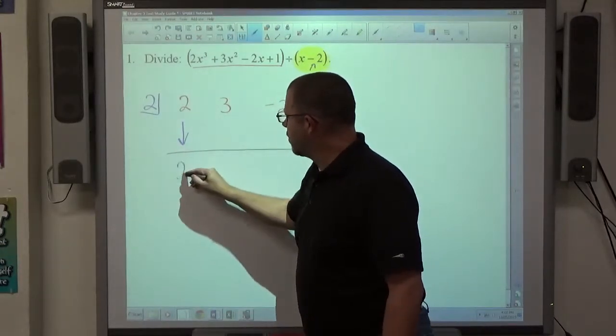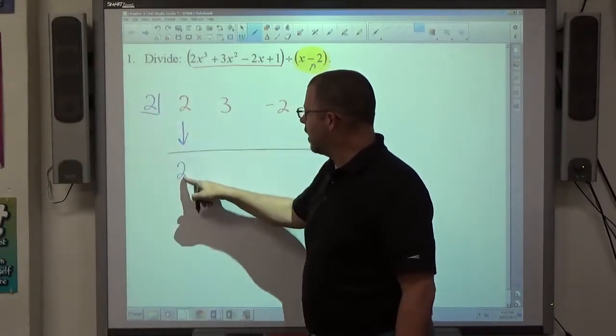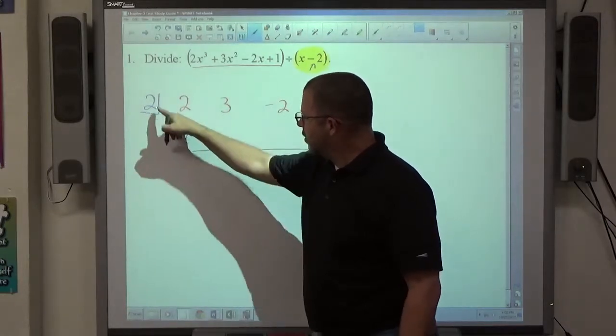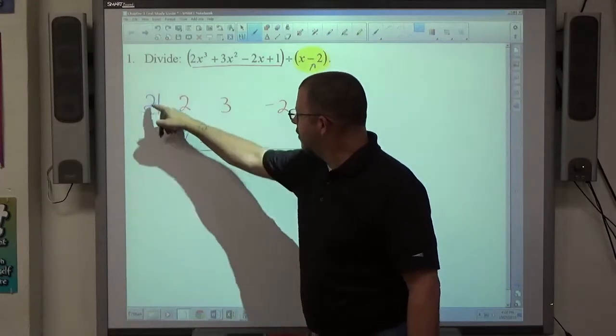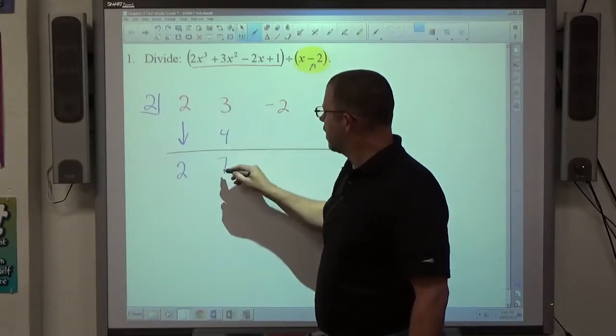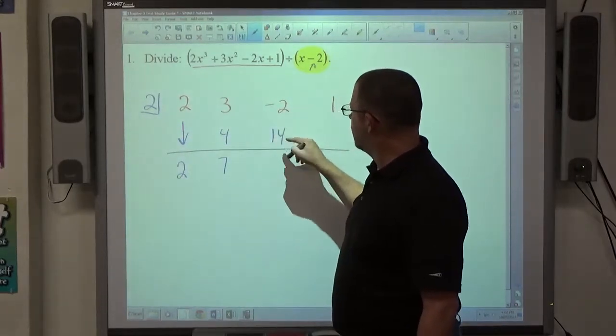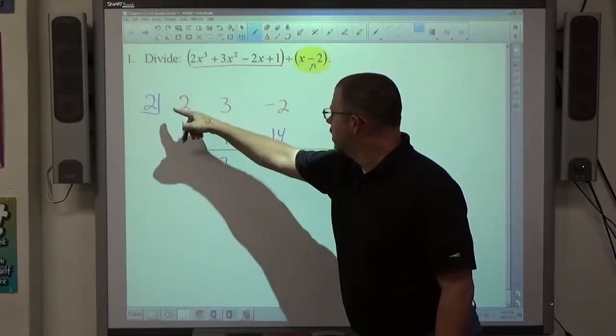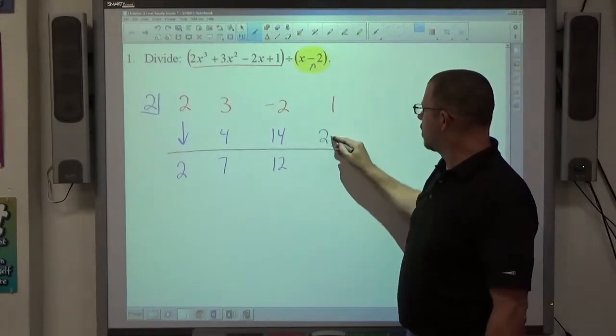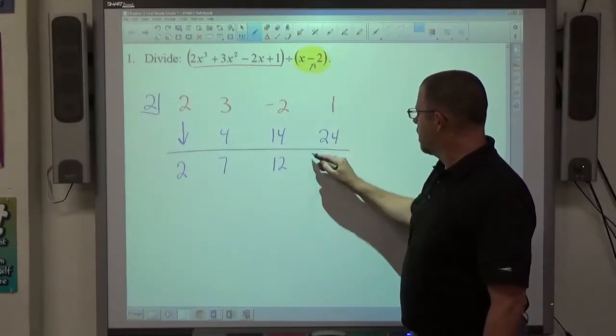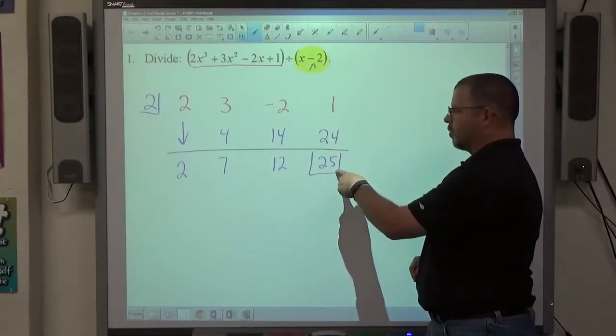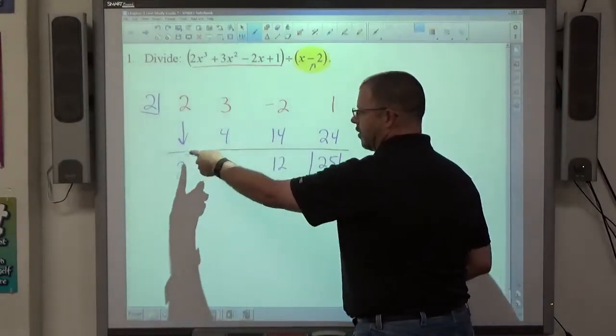Step 1, bring the first number down as is. Step 2, multiply times the number up in the box each time to get the next number up. So 2 times 2 is 4, 3 plus 4 is 7. 2 times 7 is 14, negative 2 plus 14 is 12. 2 times 12 is 24, plus 1 is 25. The number at the end represents the remainder, constant, x to the first, x to the second.